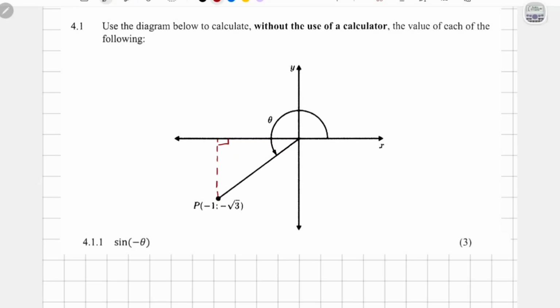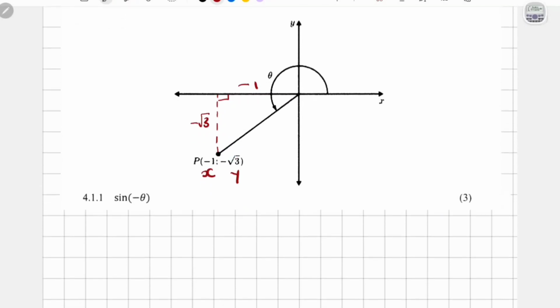So the first side that we have, you see that this is an x coordinate, right? It's -1. Where the x coordinate goes is over here, right? So it's saying that this is where -1 is. And then this is a y coordinate. So where the y coordinate goes is over here, because it's saying that this is a y value of -√3. Okay, so that's -√3. So the only thing missing right now is the radius, the hypotenuse. So we have to find that using Pythagoras.